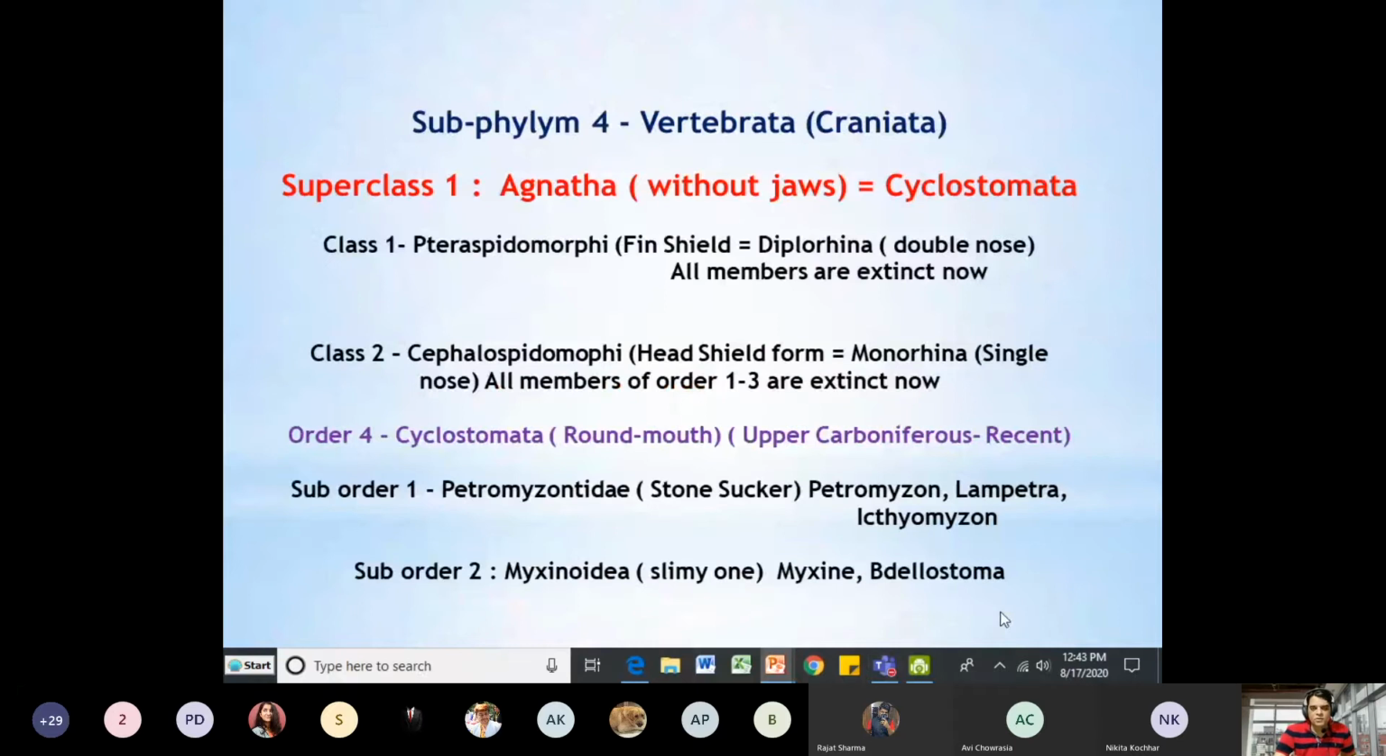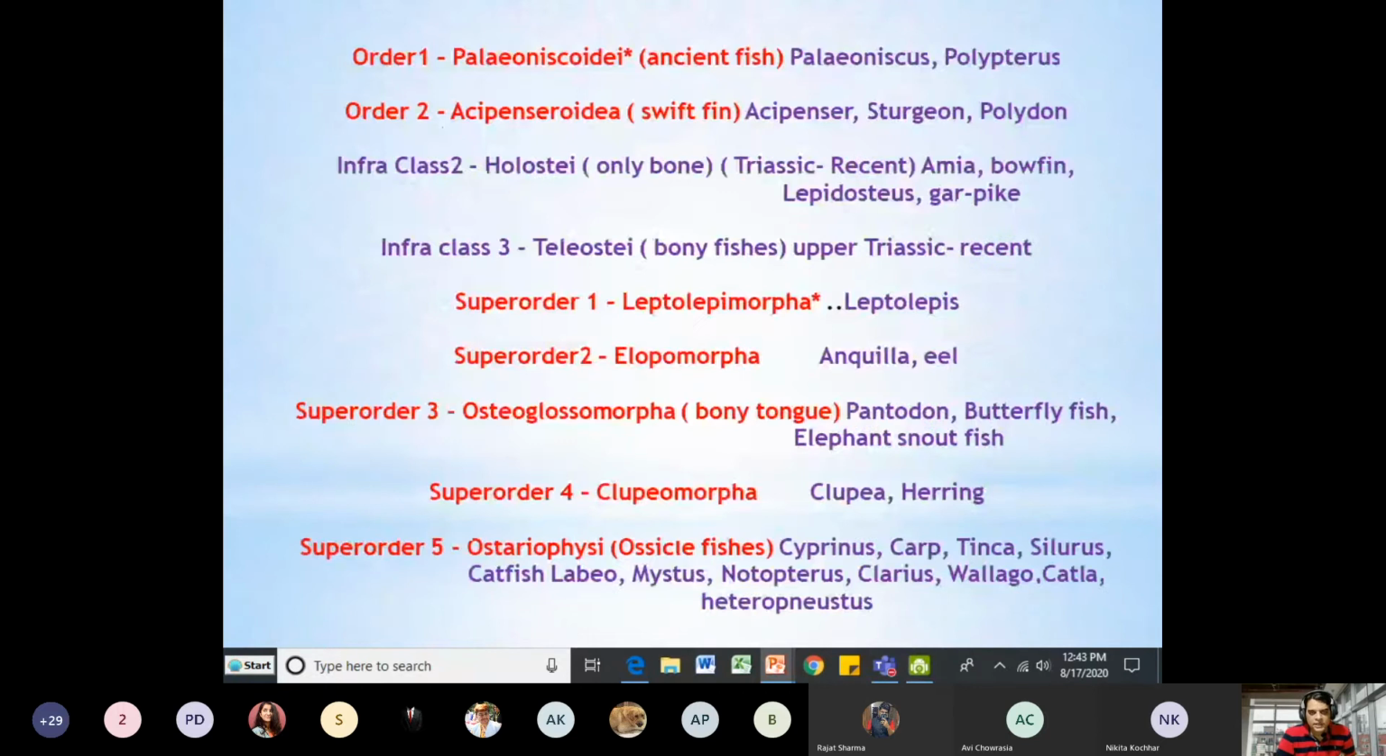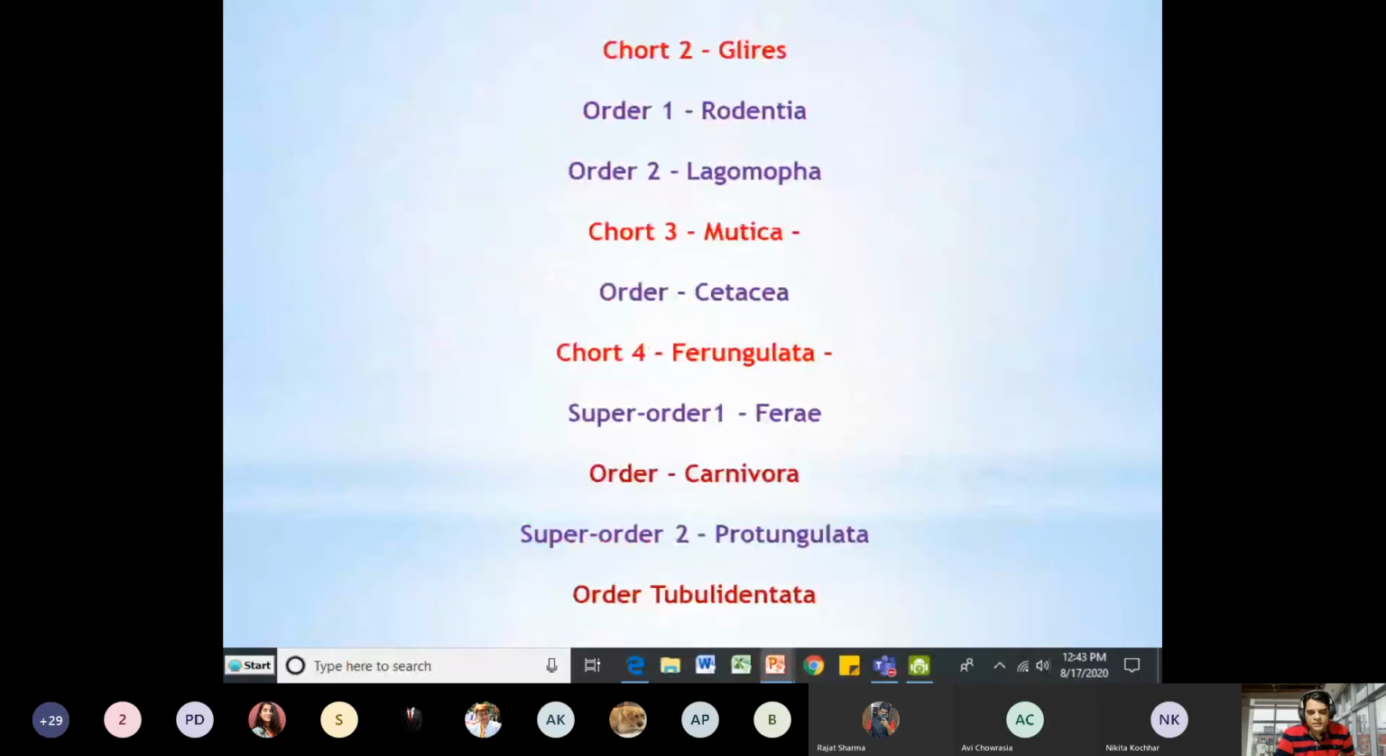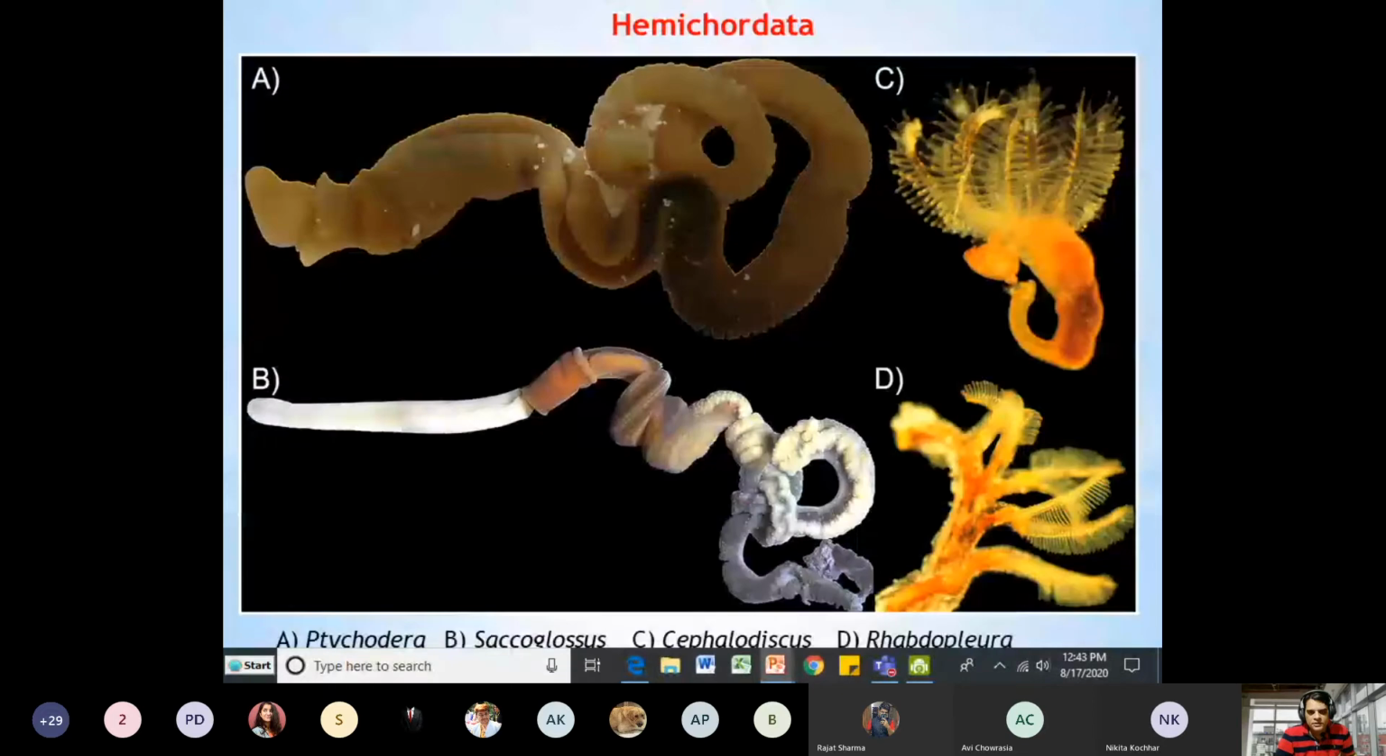And this is about the vertebrata. So let's talk about the characteristics of protochordates first, then we will discuss the vertebrates. So these are the hemichordates. I am showing you images of hemichordates: first is Ptychodera, second is Saccoglossus, third one is Cephalodiscus, and fourth one is Rhabdopleura.